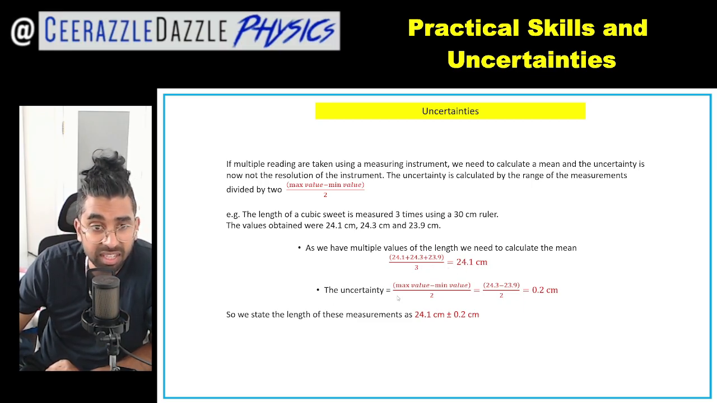The uncertainty is going to be your maximum value minus the minimum value, divided by 2. So 24.3 minus 23.9, divided by 2, is 0.2 centimeters. Therefore, I quote my value, 24.1, which is coming from the mean, plus or minus the uncertainty, which we calculated by max minus min over 2, so plus or minus 0.2 centimeters.